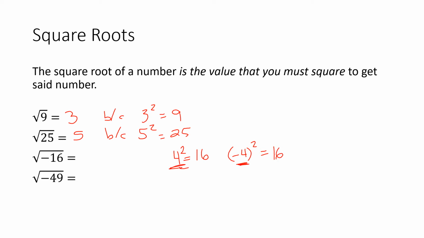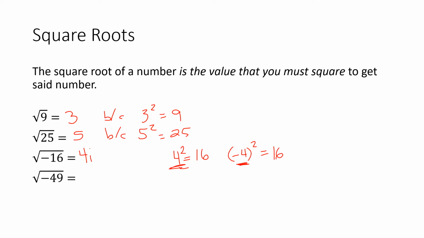If you recall earlier in the year, we talked about imaginary numbers. This is where imaginary numbers come in. You can't actually take the square root of negative 16. What you would do is have an imaginary 4. So 4i. The square root of 16 is 4. So the square root of negative 16 would be an imaginary 4, 4i.